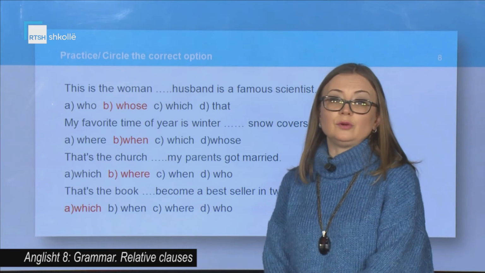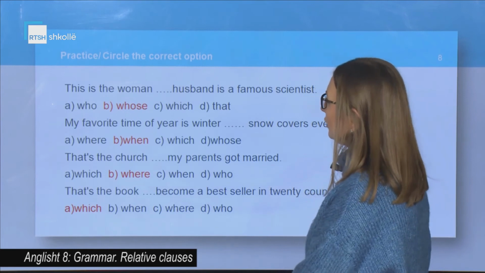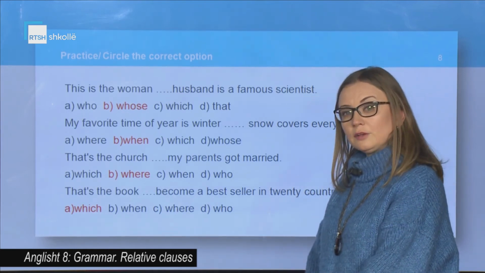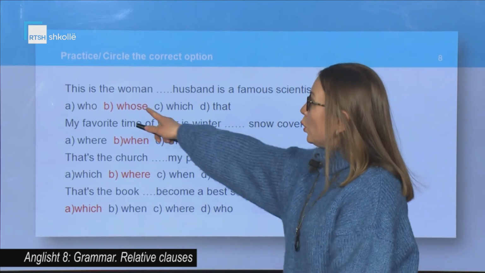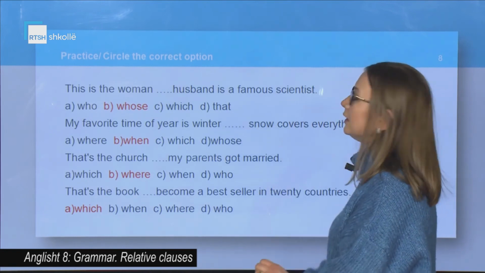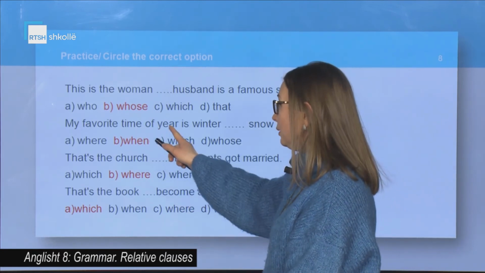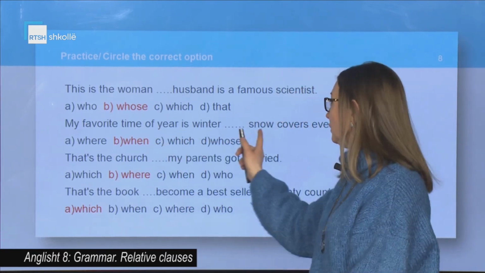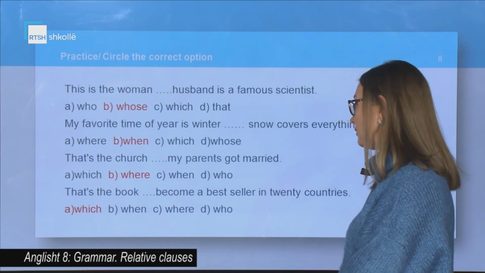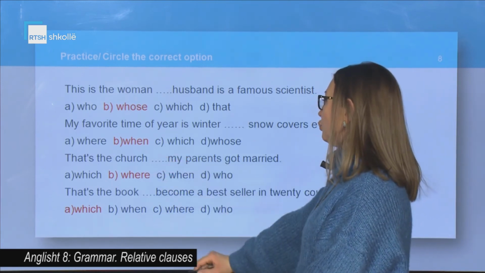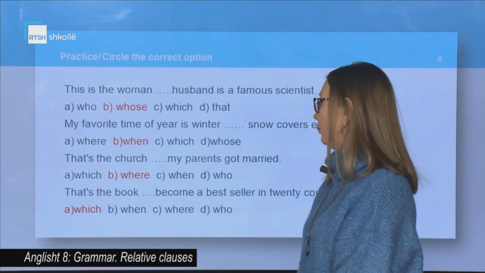Let's practice now together the relative clauses, the relative pronouns. You have to circle the correct option. And let's go on together by circling the right one. This is a woman whose husband is a famous scientist. We show possession here. My favorite time of year is winter, when snow covers everything. We're talking about time in this case. That's the church where my parents got married. We are referring to the place now.